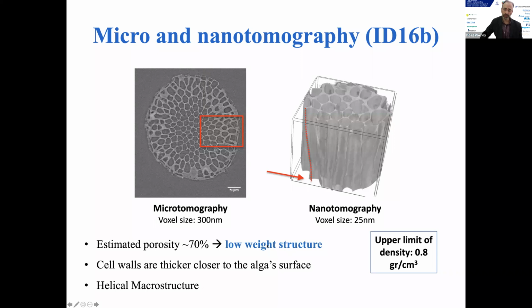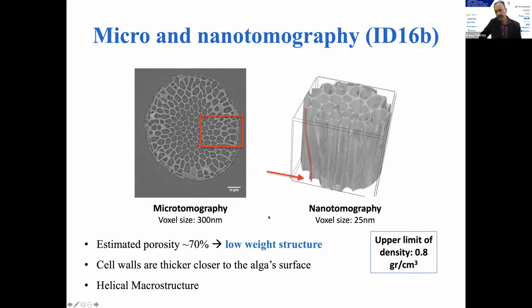And the reason it has to have low weight is because it lives in shallow waters. It's, of course, connected to the ground, but then it all the time has to get sunlight, and it is also all the time under bending forces from the waves. And the calculated density, the upper limit, is 0.8 gram per centimeter cubed, which of course is lighter than water, and that is what allows the buoyancy to occur.